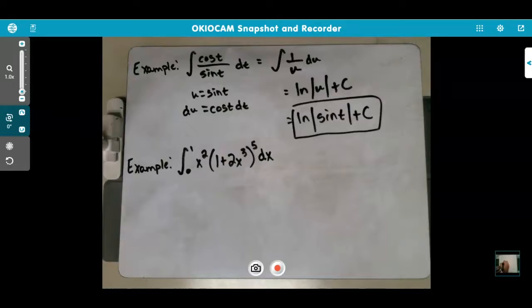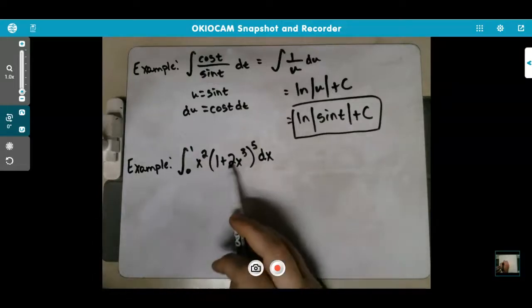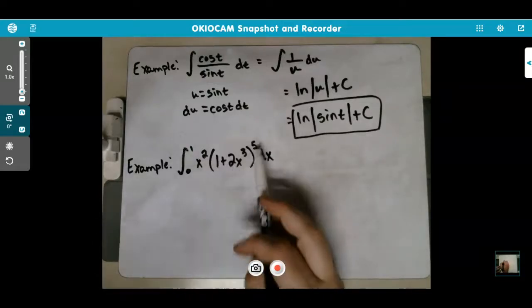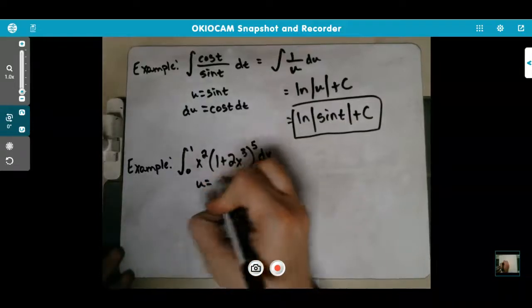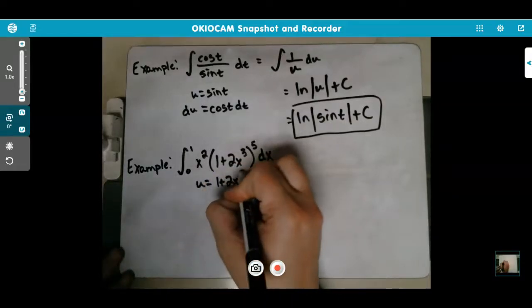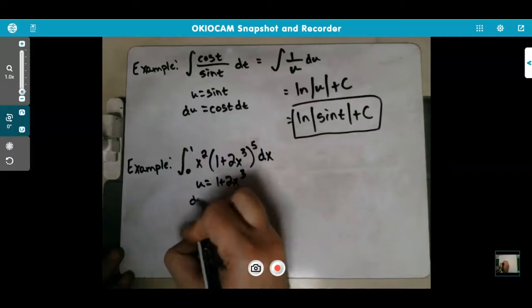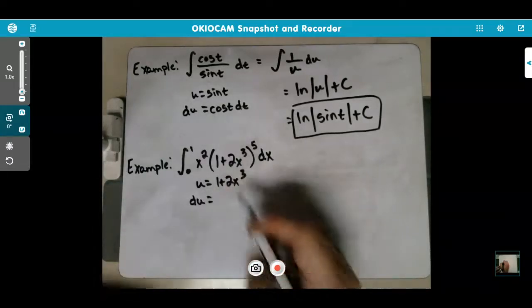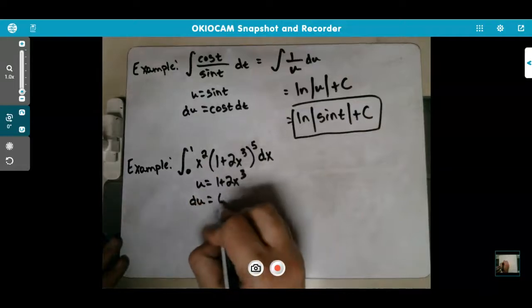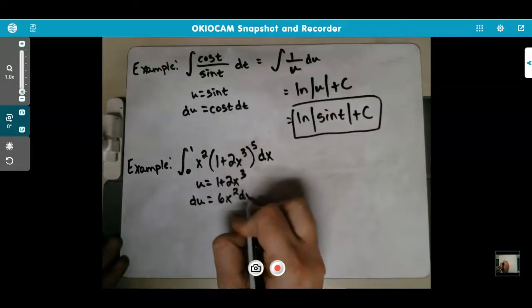Okay. So first things first is I have to find the antiderivative. So just like we have seen, I have a bunch of stuff to the 5th, and so let's try and let this be equal to the u. So 1 plus 2x to the 3rd, let's see what happens there. Du, the derivative of 1 plus 2x to the 3rd, bring the 3 down, and we get 6x squared dx.